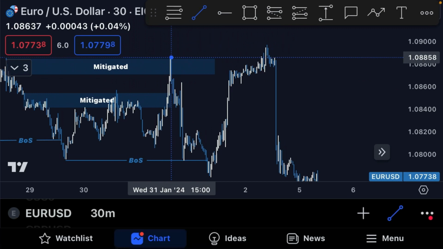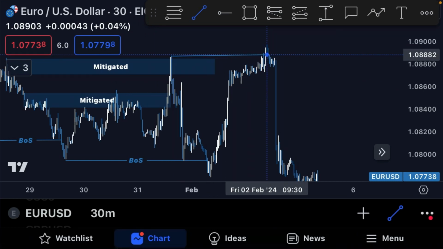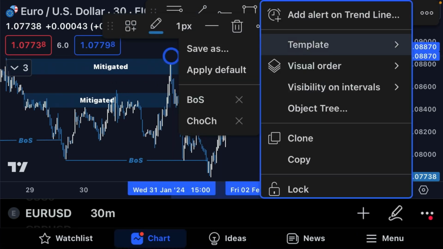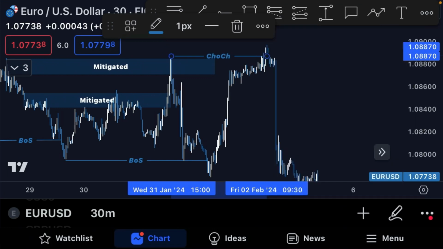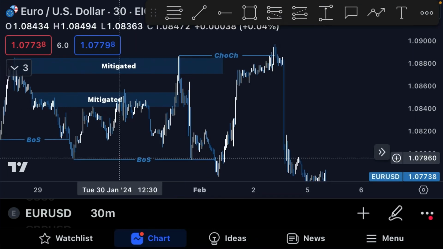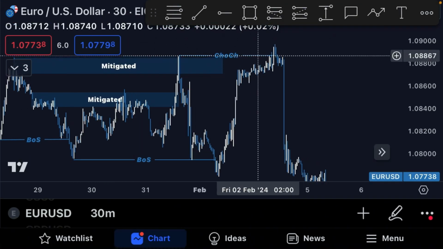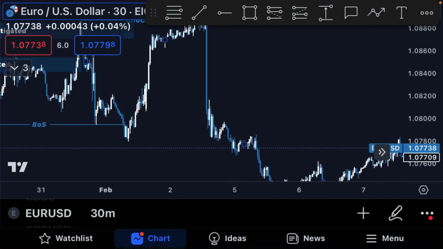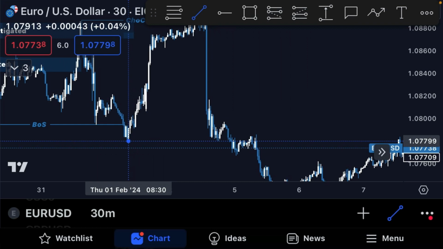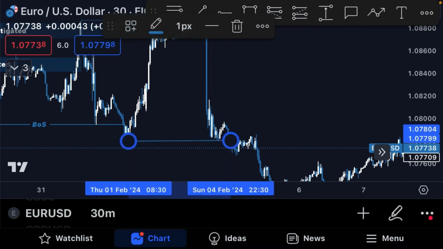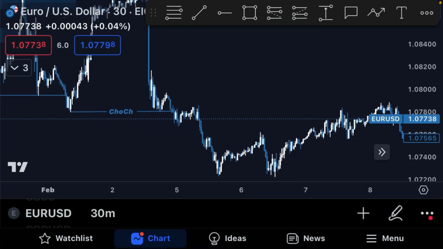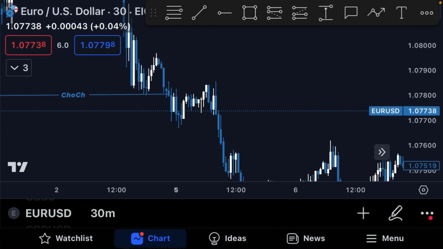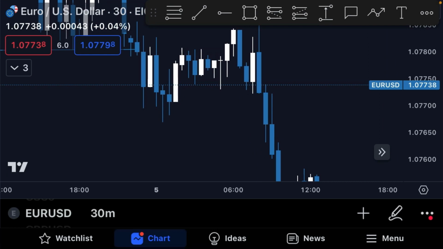Okay, so we broke above here, which is a nice break of structure, or a change of character rather. This is a nice change of character because we already had a break of structure here. So since we did not get any setup there, it becomes another change of character. So we have change of character continuously. So look at this area, looking cool.